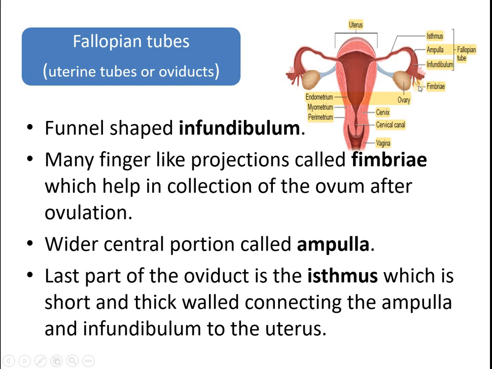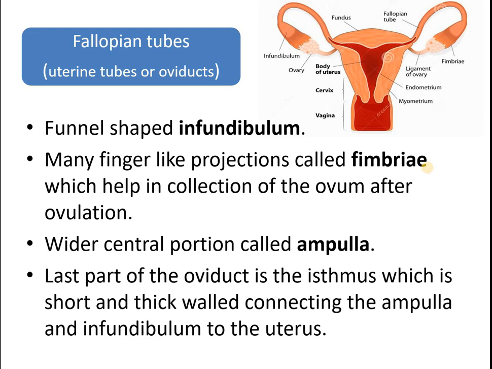After that, here you can see small finger-like projections. These are all called fimbriae. So infundibulum, fimbriae, then the ampulla. The central portion, the ampulla, is somewhat wider. And last, you can find the isthmus. So isthmus is very important, and it connects the ampulla and infundibulum to the uterus. Fallopian tube continues.